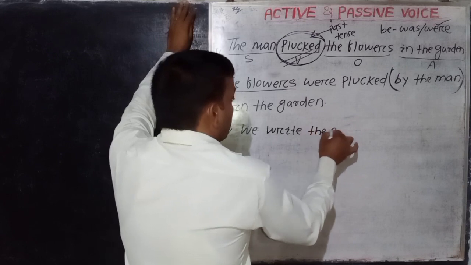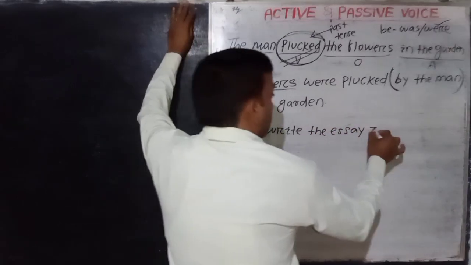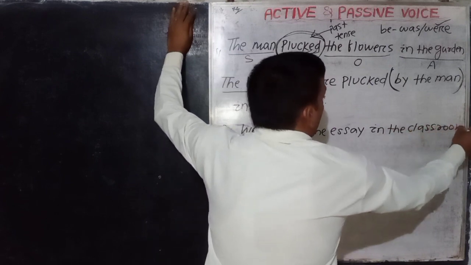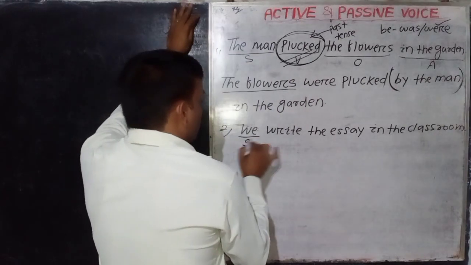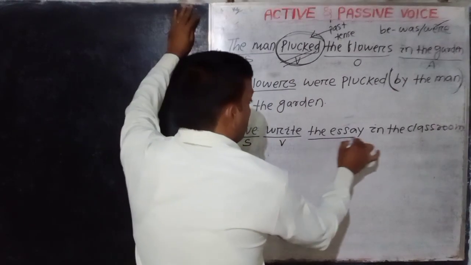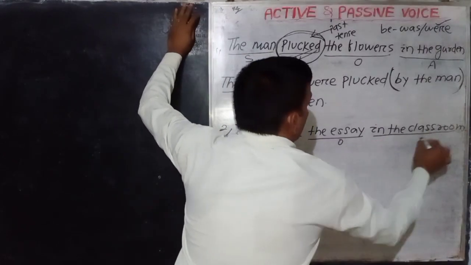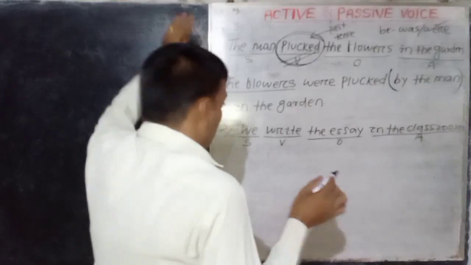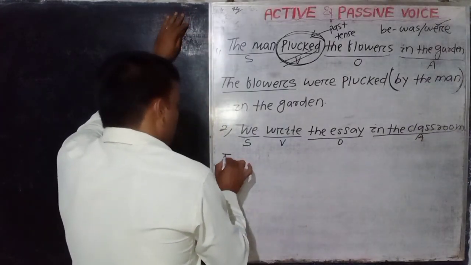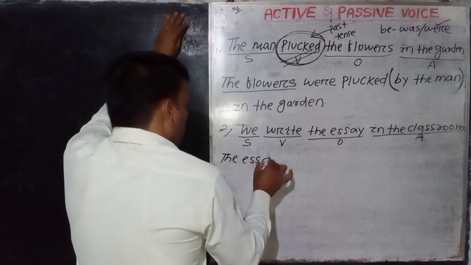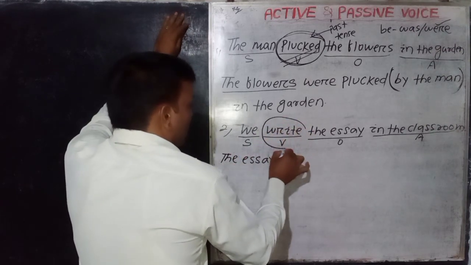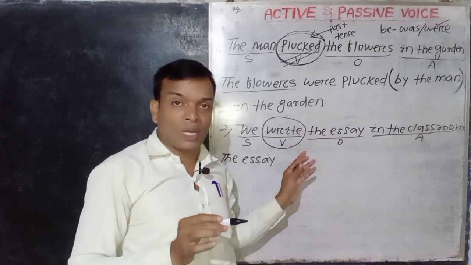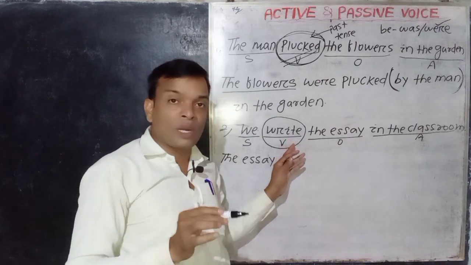Clear? Then see another sentence, we write the essay in the classroom. See, we, this is your subject, write, this is your verb, the essay is called the object, and in the classroom is called the adjunct. The sentence is in SVOA pattern. Clear? So first write the object in the beginning of the sentence, that means the essay. And see, this is the most important thing. I have already told you that if there is only a main verb in your active voice and there are no auxiliaries, so use the proper and appropriate form of a be verb.